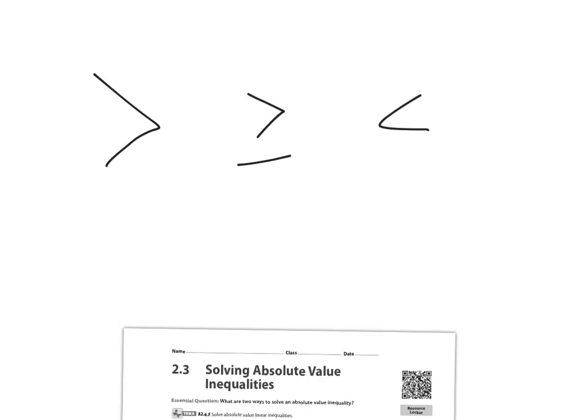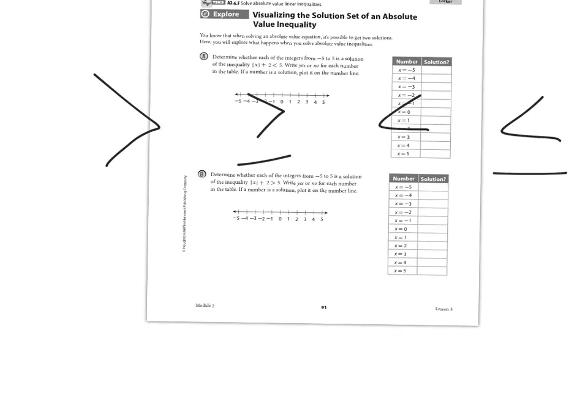It's important that you can identify the symbols. Yes, I get that in elementary school you learn that the alligator eats the bigger number. That concept is not a terrible concept, but it's not going to help you with inequalities. If you ever tell me the alligator is eating the 5, that tells me nothing. I need math words: less than, greater than, less than or equal to, greater than or equal to. Okay. What page? We are on page 91.